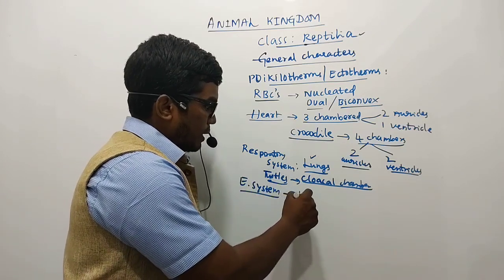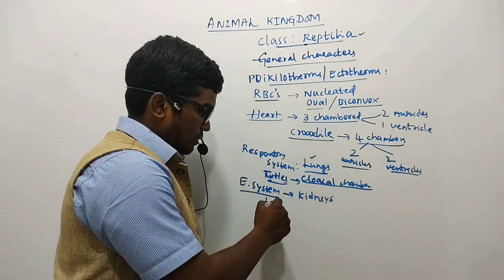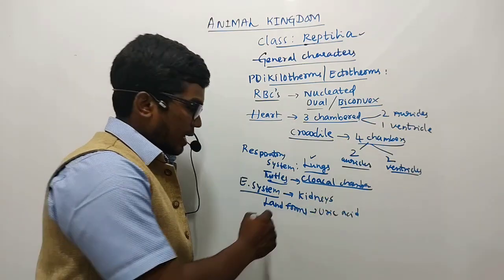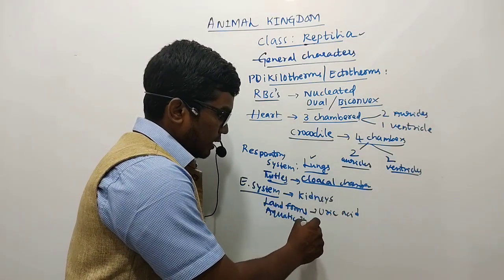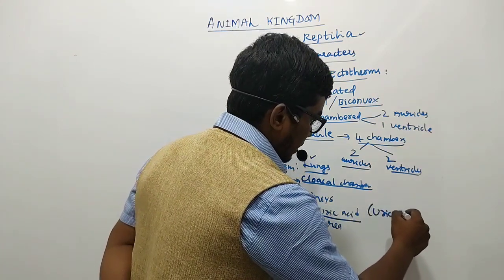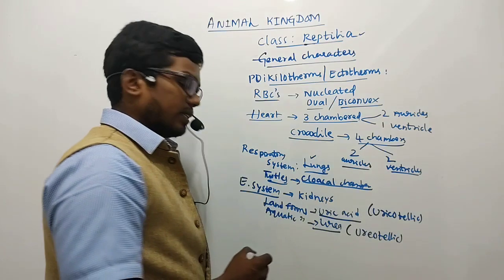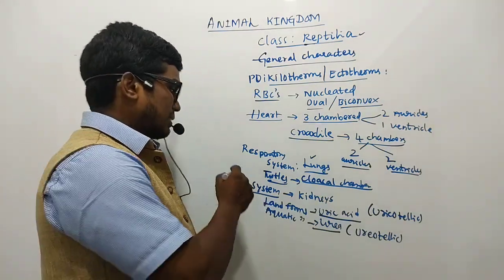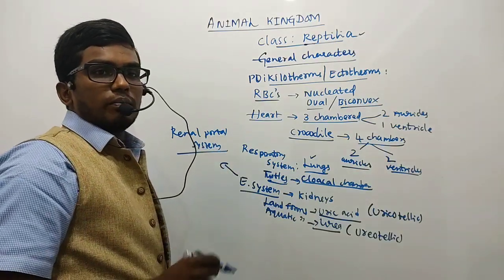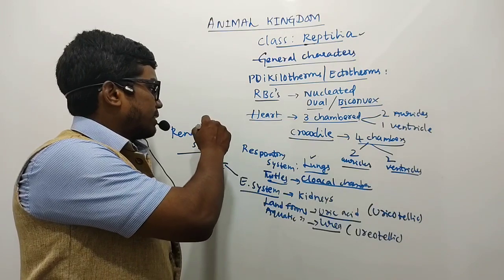They have a pair of kidneys through which the elimination of nitrogenous waste occurs. In the landforms we can see uric acid as the chief excretory waste, whereas in aquatic forms it is urea. So the landforms are uricotelic organisms, and the aquatic are ureotelic organisms. Also remember they are provided with a renal portal system. It supplies the blood to the renal tubules in the absence of glomerular filtration. So here we can find this type of system.